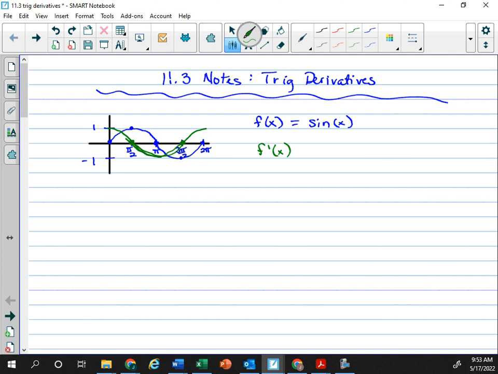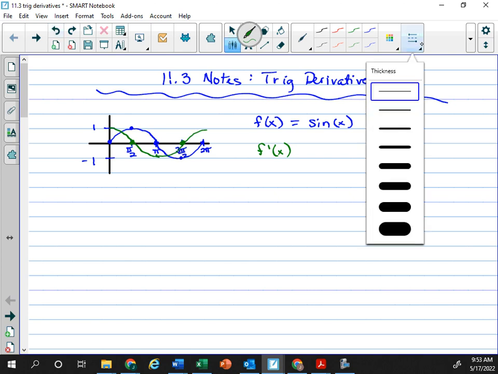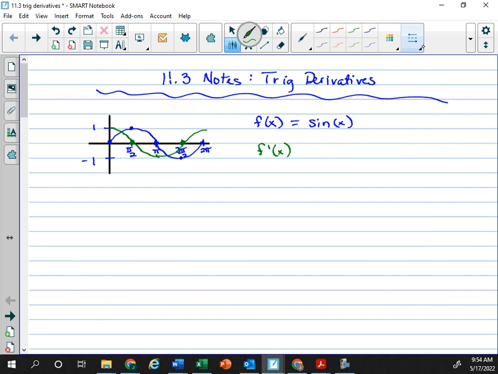Hopefully you drew better than I did. Let me fix it. So what does that graph look like? Cosine. So the first derivative of sine is cosine. Kind of nifty, huh?